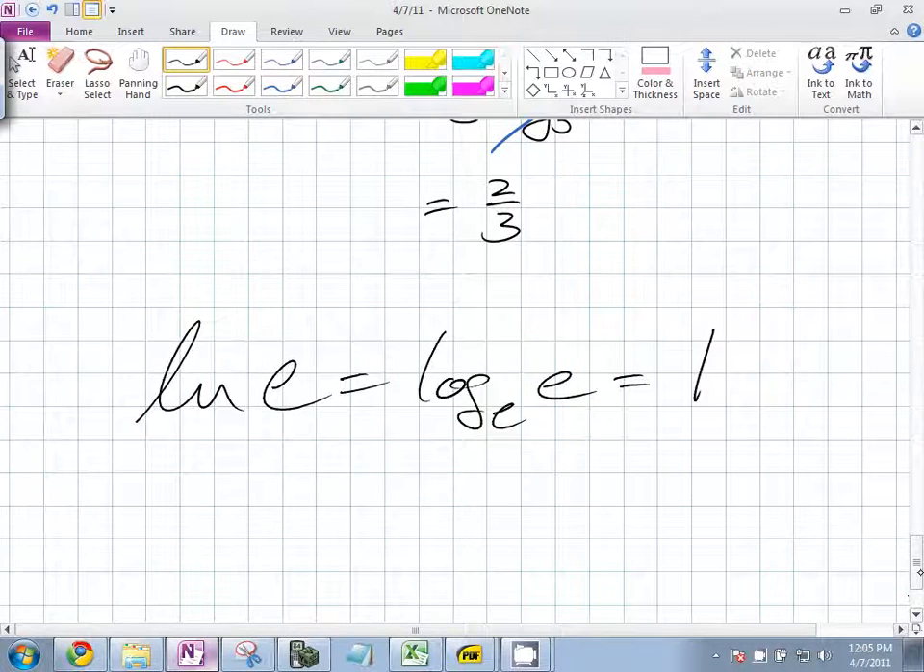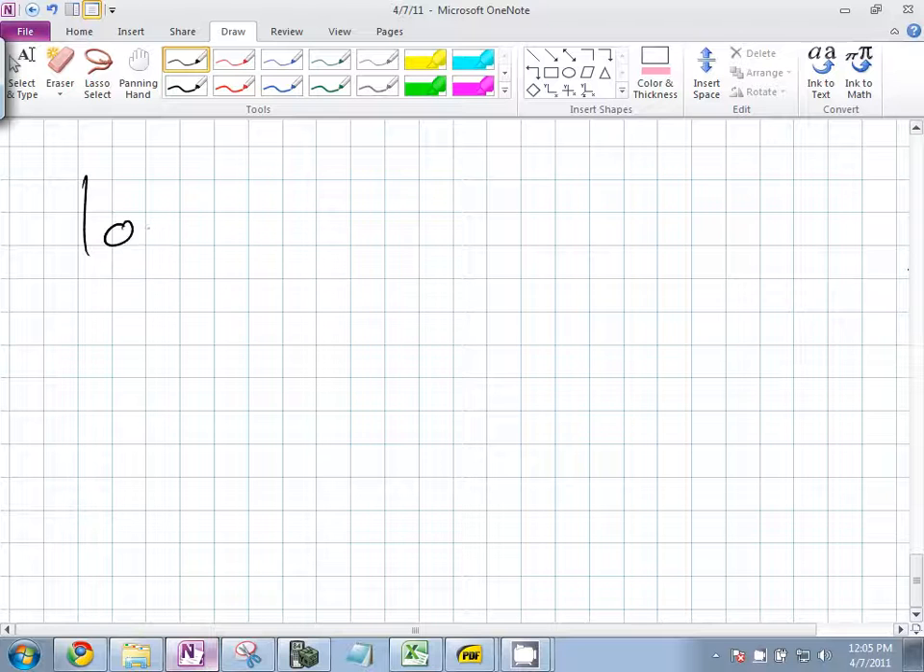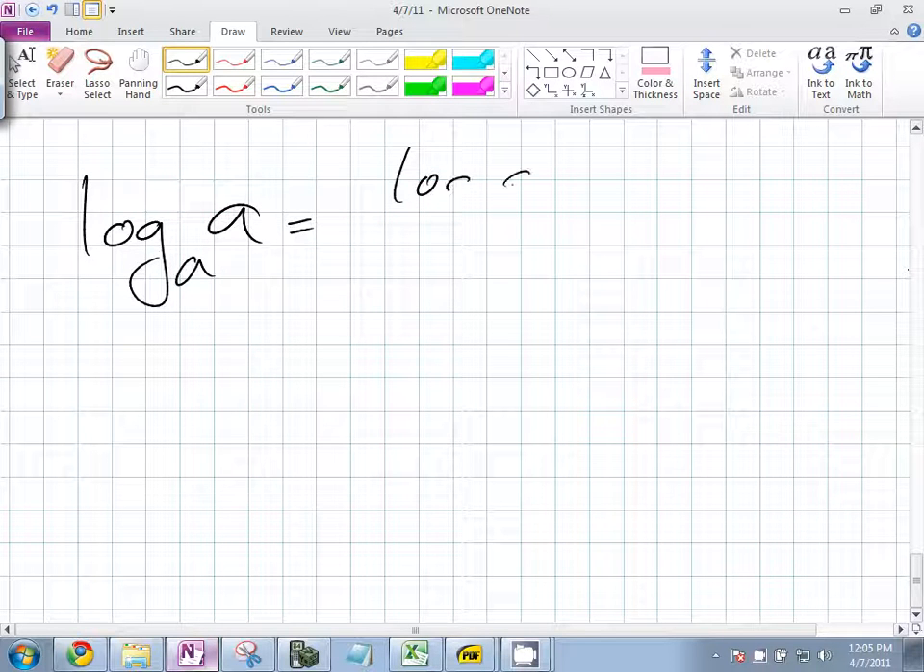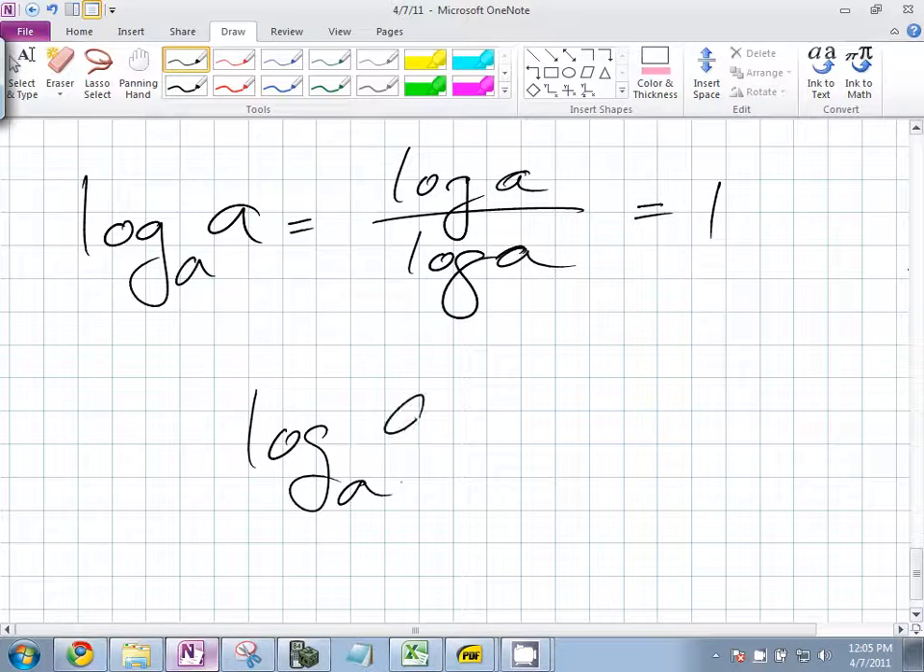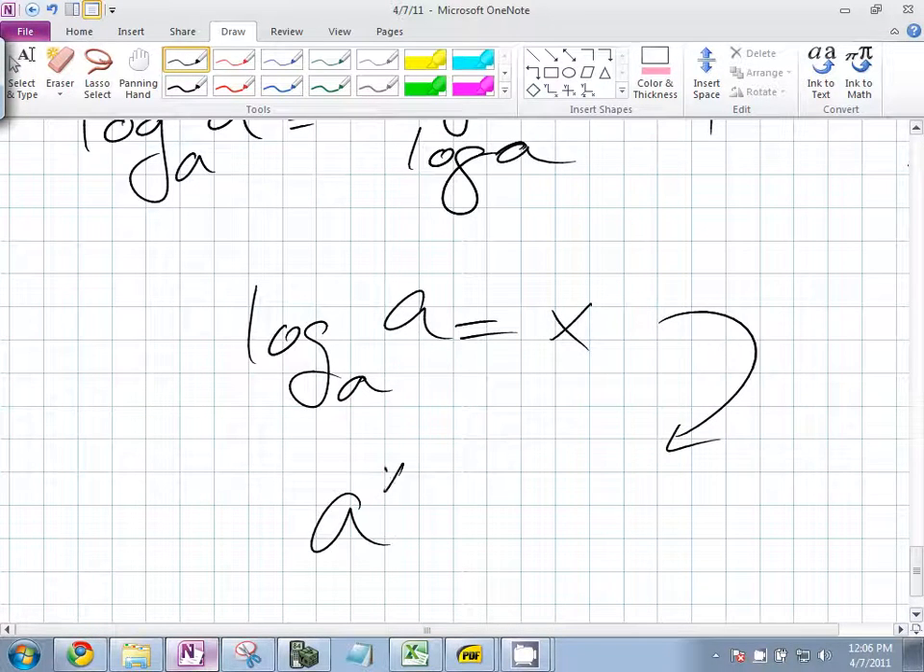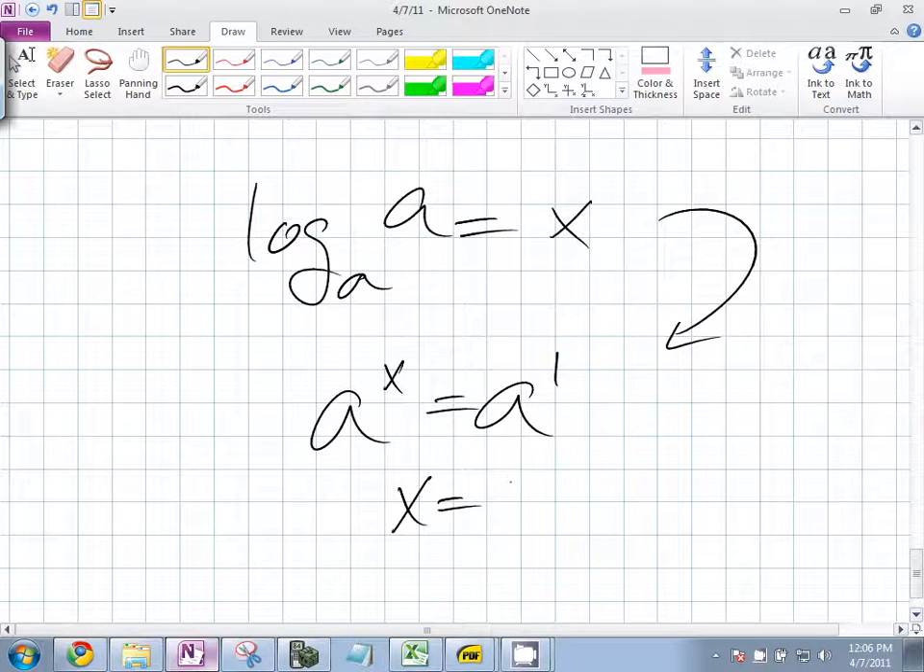Well, there's a few of them that you can consider proofs. Log base a of a is equal to, by change of base, log of a over log of a, which is 1, right? Or log base a of a, you don't know what it equals? Write that into exponent form. a to the x equals a to the first. So what does that mean? x equals 1. There's several ways to go about this.